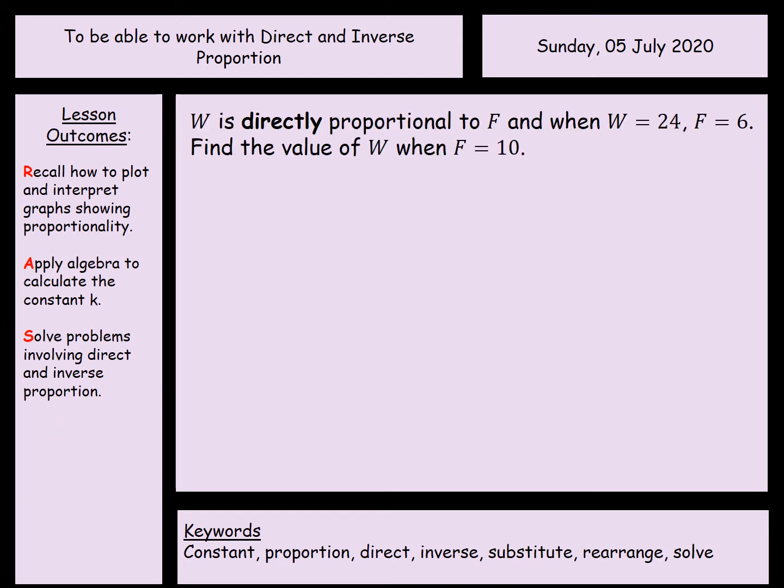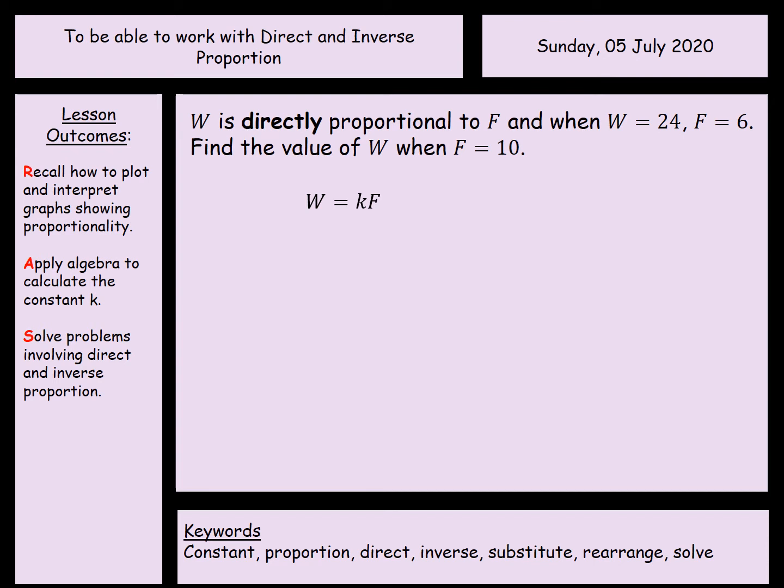Okay, so let's actually have a go at a question. It says W is directly proportional to F, and when F is 24, W equals 6. Find the value of W when F equals 10. The first thing we're going to do is make sure we've got our algebra statement written out, just like we did in the previous task. So first of all, we can say W is directly proportional to F, so W equals kF.